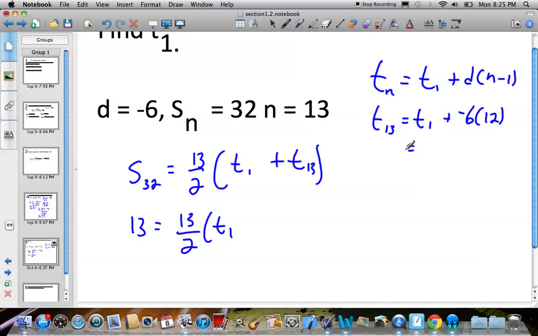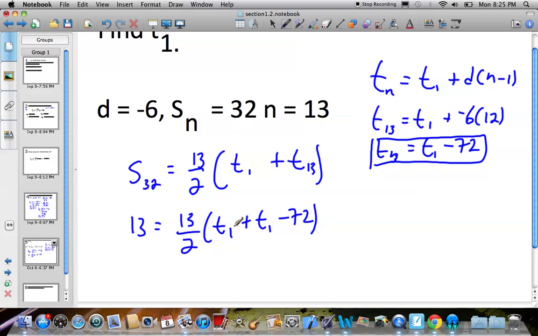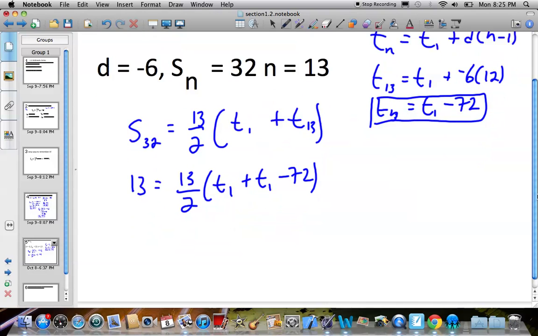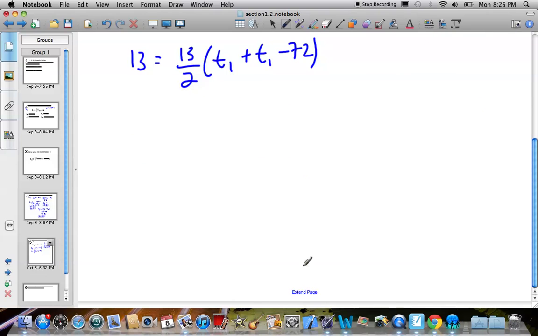So essentially, I have t1 minus 72 for t of 13. I can take this part and sub it in here: plus t1 minus 72. Now I've created an equation with only one unknown, which is t1. So we can use that to solve.